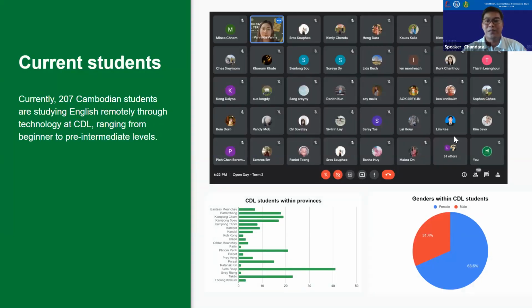And currently, we still have 207 students learning English at the CDL remotely, ranging from beginner level to pre-intermediate level. And you can see the numbers of female and male here. There are more female students joining our project than male. And we are also happy to see the number of girls growing in terms of receiving education in the pandemic.